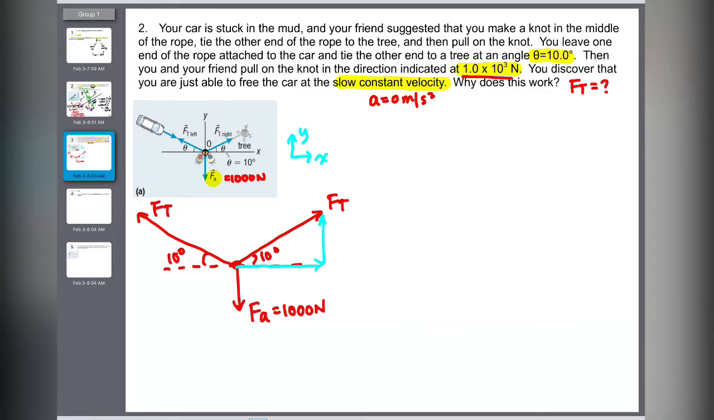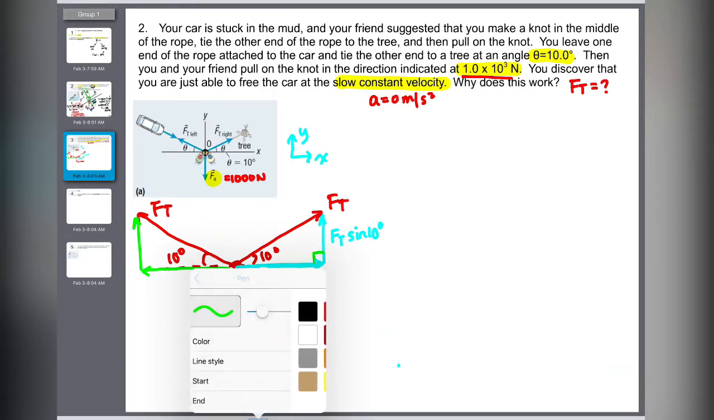So break up your FT into the X and Y component, and break up your other FT along the X and Y direction. Okay, so hypotenuse is your FT. And so if I'm supposed to do this side, I have opposite to the 10 degrees, so the component is going to be FT times the sine of 10 degrees. The one that's at the bottom, along X, is going to be FT cosine of 10. So we're just breaking these things up into components.